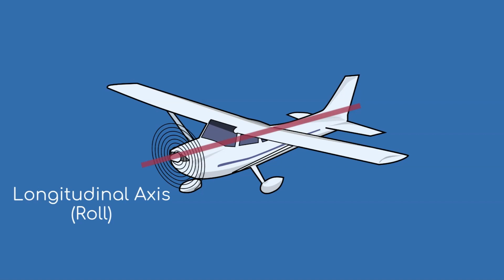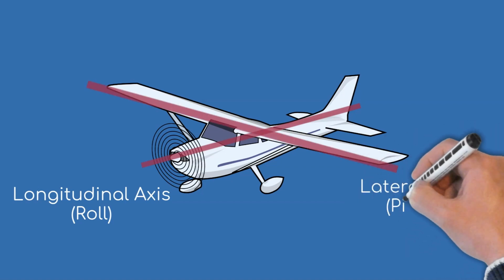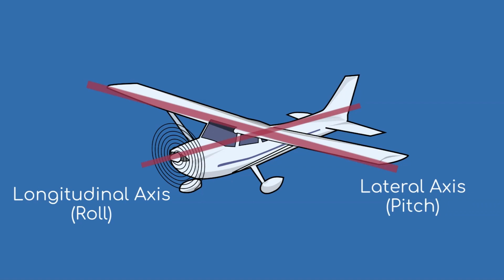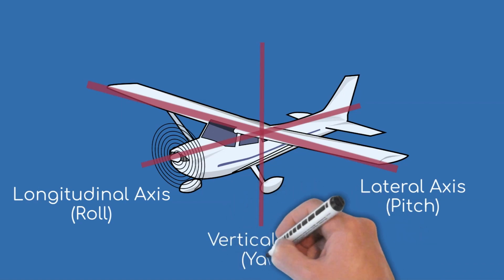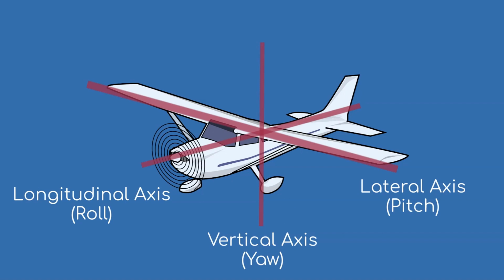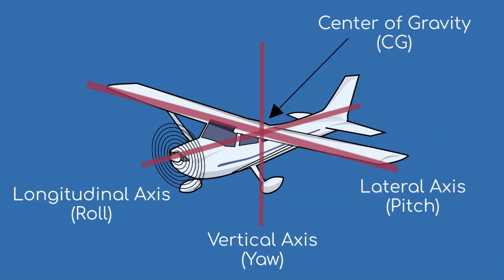The lateral axis, also called the pitch axis, goes through the wings of the aircraft. An aircraft pitches up and down around the lateral axis. The vertical axis, also called the yaw axis, goes through the aircraft vertically. All 3 of these axes, the longitudinal axis, the lateral axis, and the vertical axis, intersect at the center of gravity of the aircraft. Every control movement a pilot makes causes the aircraft to move around one or more of the 3 axes.